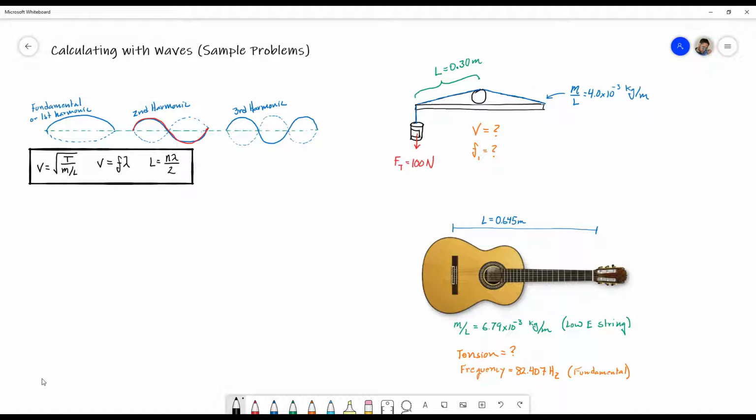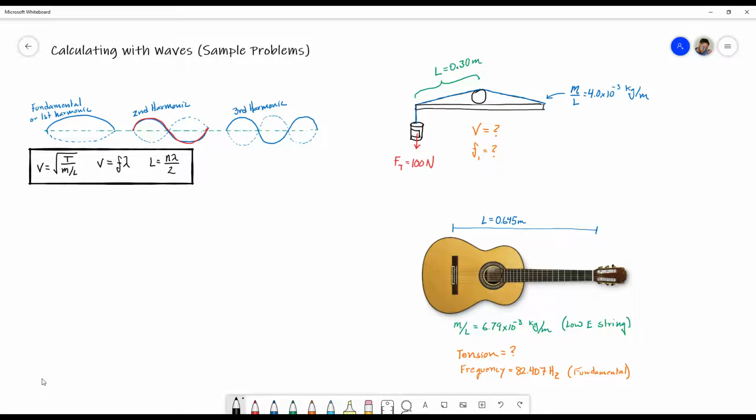So let's see what we can figure out from this. I'm going to solve for two parts. The first one is that I'm going to solve for the velocity of the wave on a string like this. And then secondly, I'm going to figure out what the frequency is of the fundamental mode of vibration. So that's the first harmonic, right? That fundamental. And we'll go ahead and figure out what the frequency of that is.